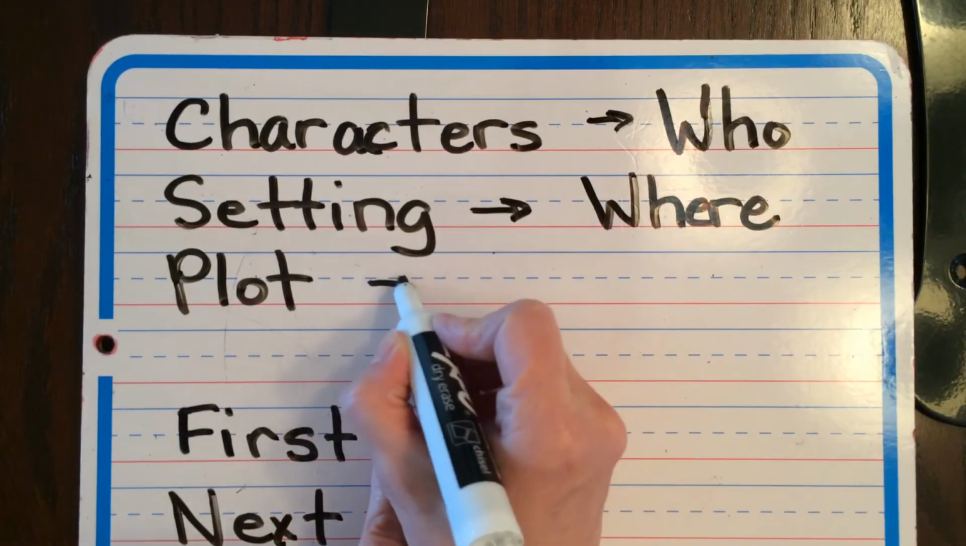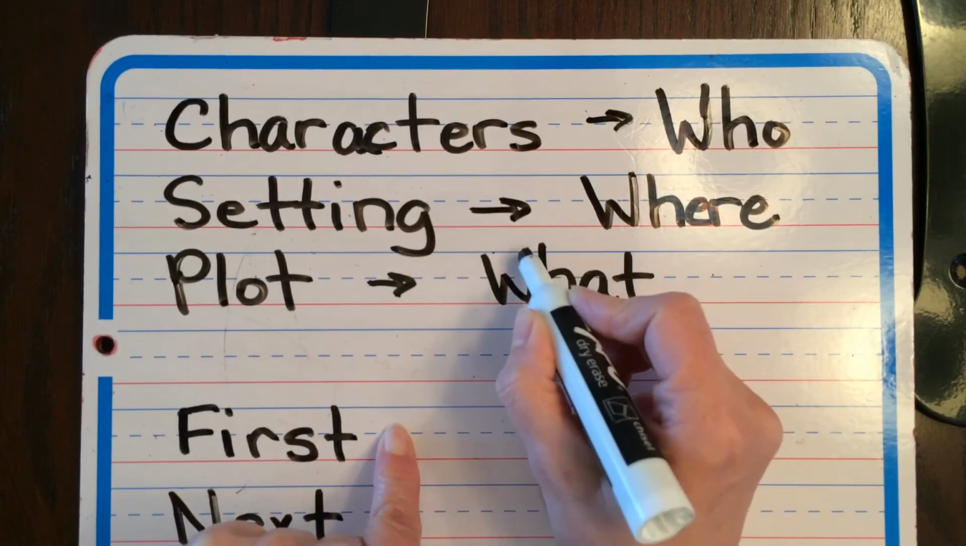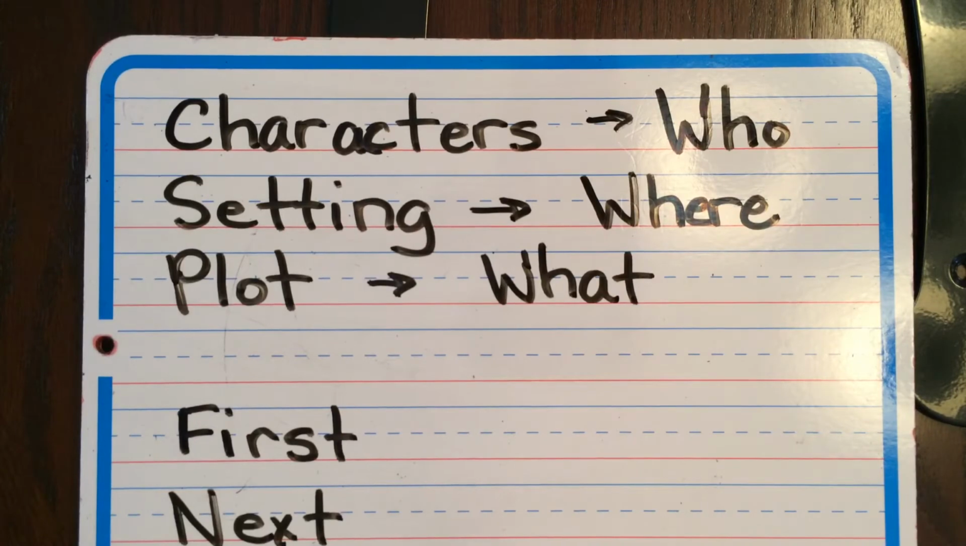The plot for this story is the what happened. And while we might want to tell all of the details that happen in a story when we're retelling the story page by page, when we're writing a retelling of a story or telling a short summary of the story, we want to just tell what was generally happening in the story.